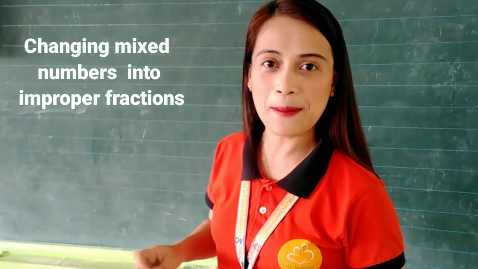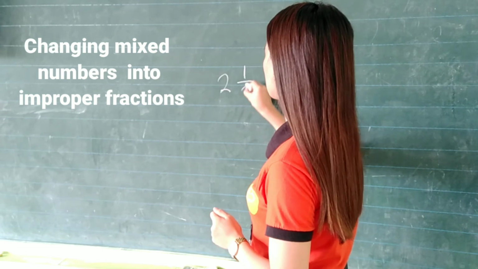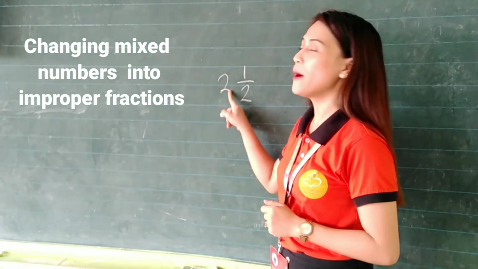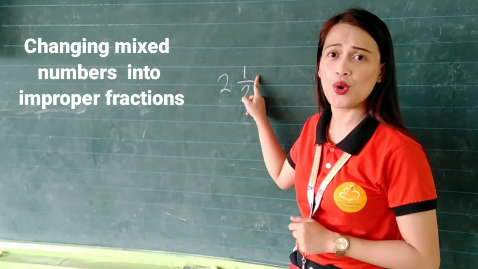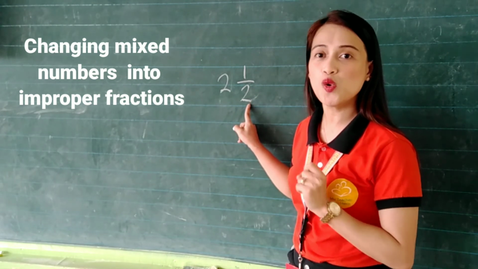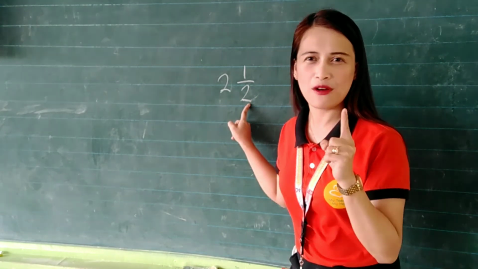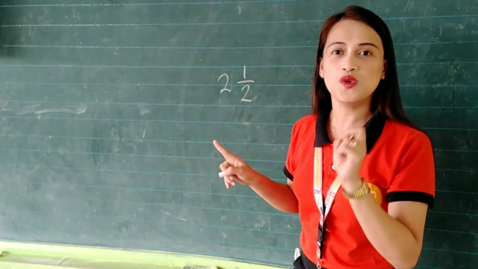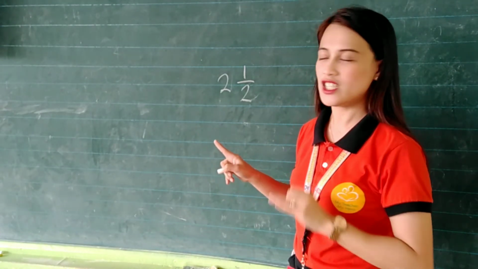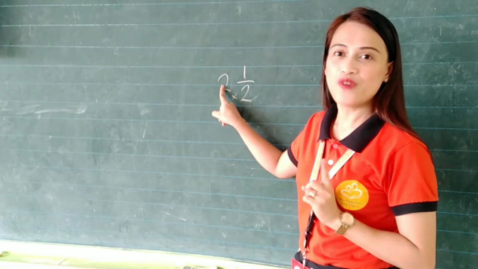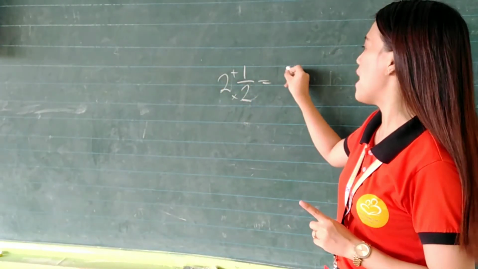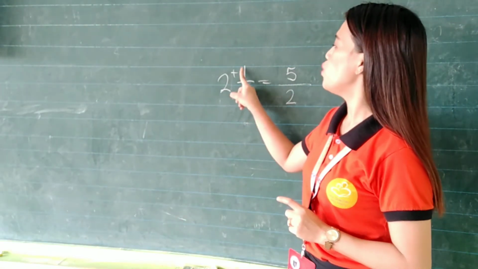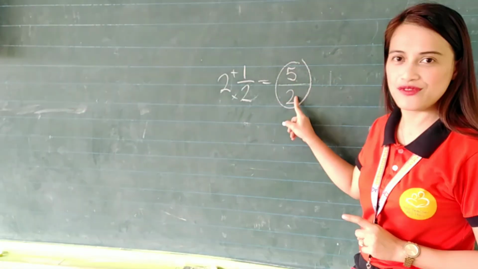So let's have an example. 2 1/2. This is a mixed number. Bakit siya mixed number? Merong whole number at saka merong fraction. So, let's change first this one into an improper fraction. Sa improper fraction, mas malaki ang numerator or sa taas, mas maliit sa baba. Now, we are going to just use multiplication at saka addition. So, let's start. 2 times 2, 4 plus 1 equals 5. And then just copy the denominator, which is 2. So 2 1/2 becomes 5 halves or 5/2.